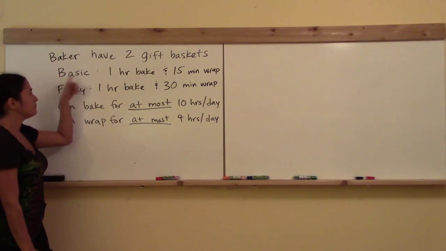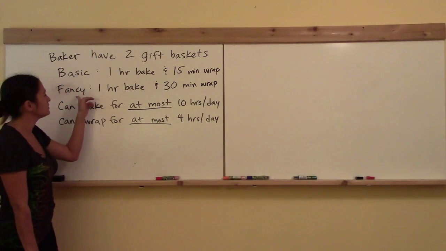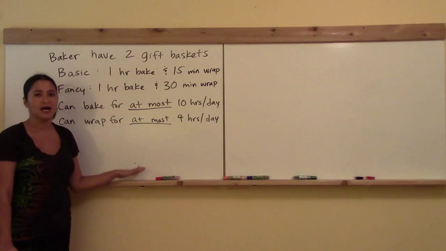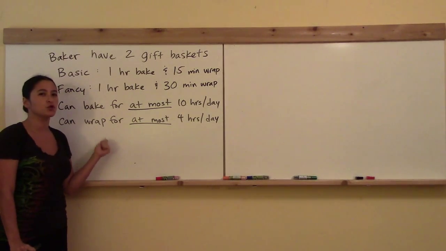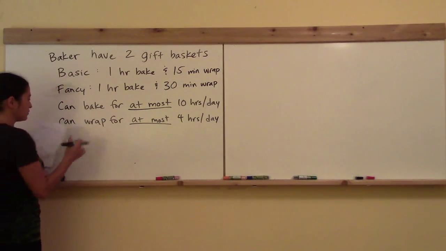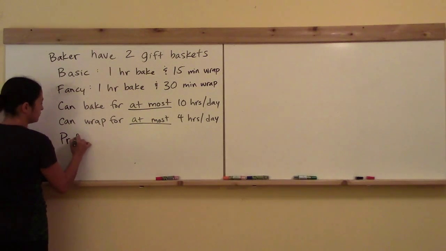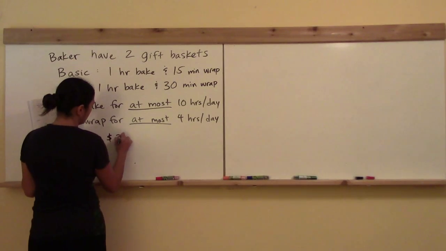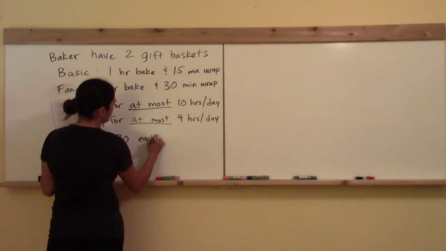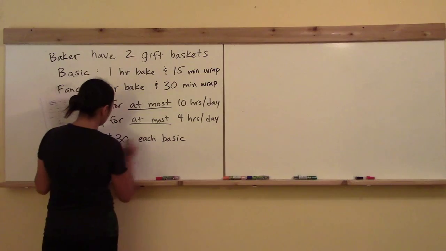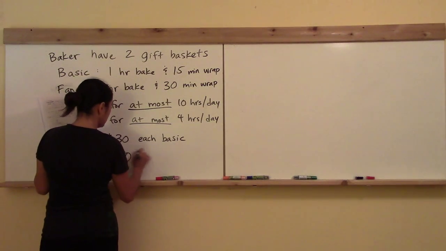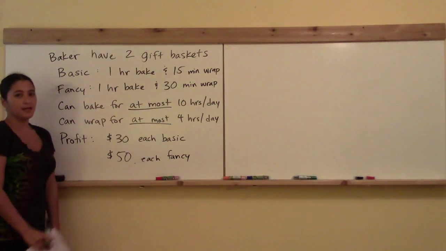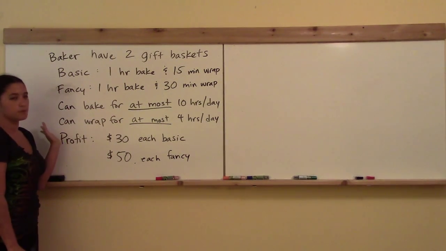Like, how many basics of these should I make? How many fancies of these should I make? And really, the question is not properly posed now until I have an objective, some sort of goal that I want to reach, okay? So let's say that a common goal for many businesses is the profit. Okay, so the profit is I'm going to make $30 for each basic gift package, and I'm going to profit $50 for each fancy one. Okay, finally, the statement of the word problem is complete.